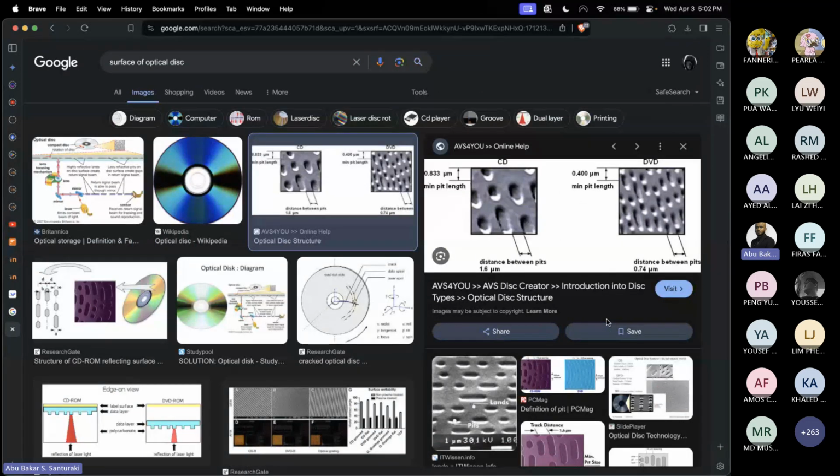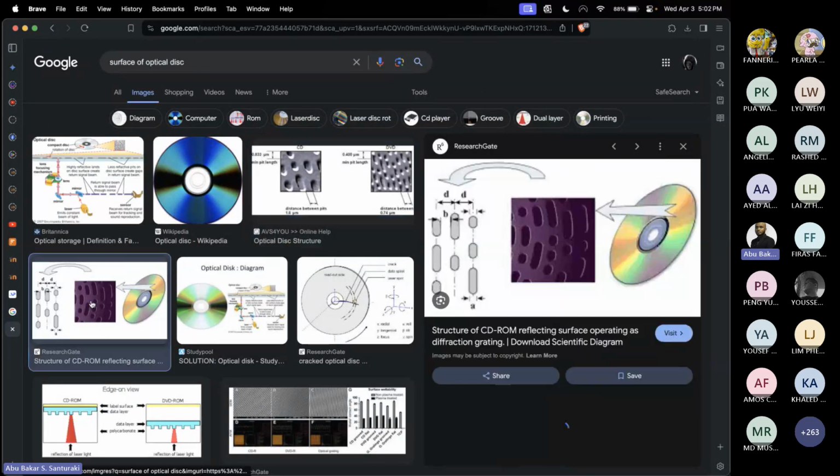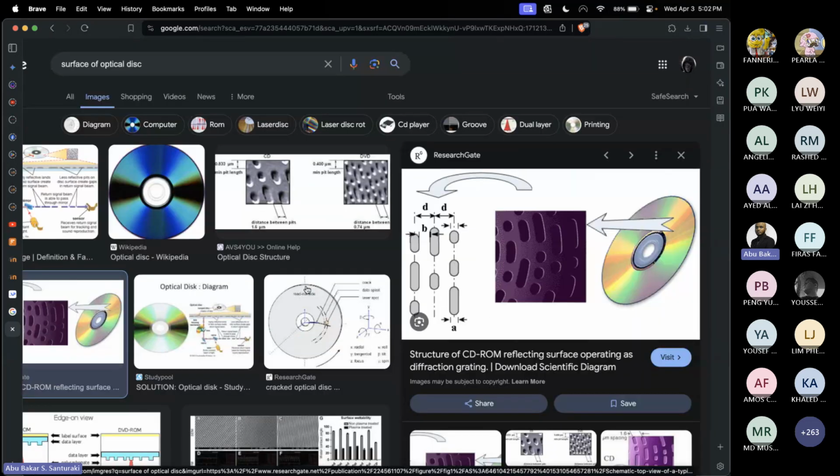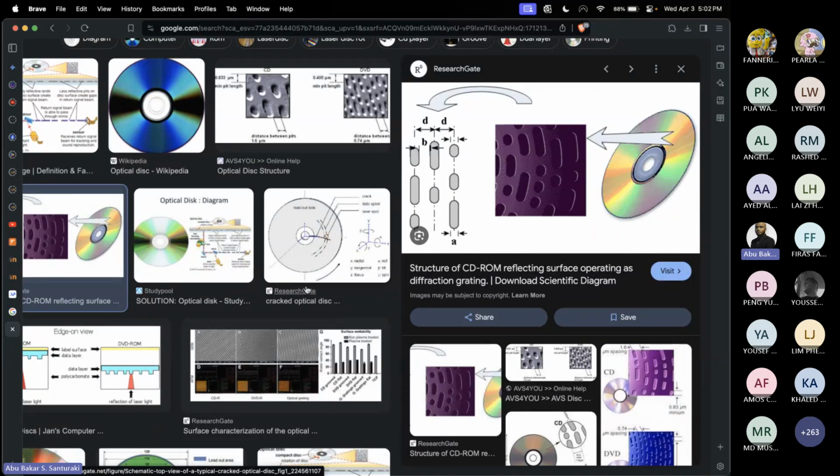We can also look for other pictures. Here's one that is a little bit clearer. Anywhere you have holes, this is 0, 0, 0. And anywhere there's a flat surface, it's basically a 1. So it's like Morse code. That's how you burn certain areas, you make them flat, you make certain areas bumpy, and that is how the optical technology actually works.